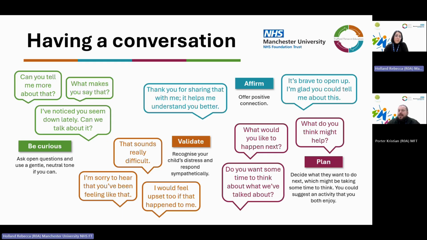The next stage is planning. So it's very much that reasoning stage. What do you think might help next time? What would you like to happen next? Do you want some time to think about what we've talked about? And then we can come up with a plan together. These are great examples of a plan that you can make once you've done that regulation and validation. Really think about how the young person can support themselves in the next instance.